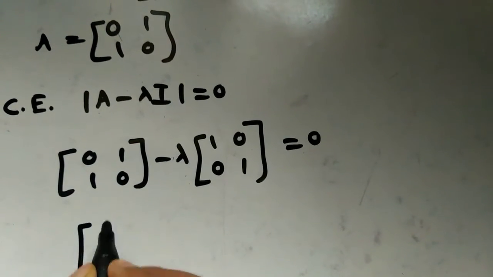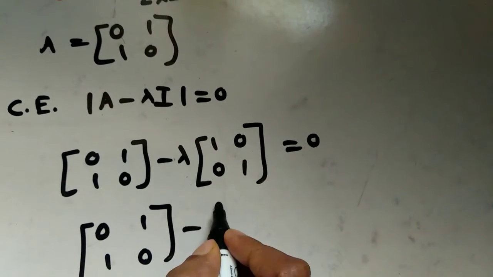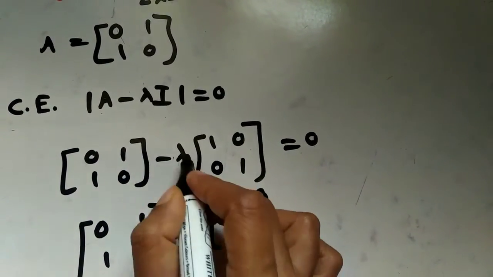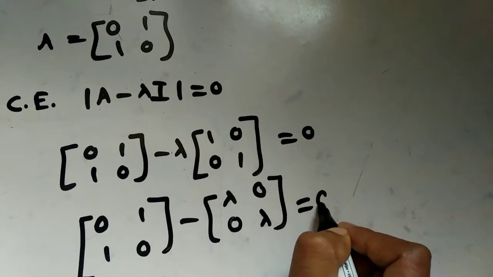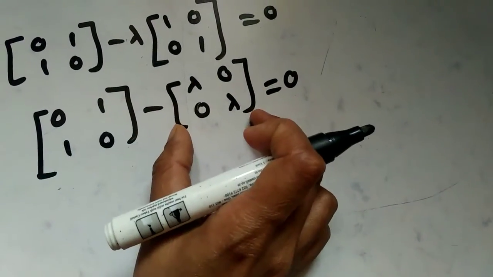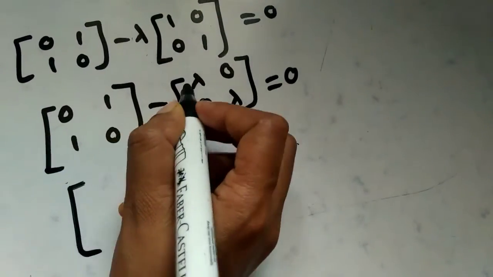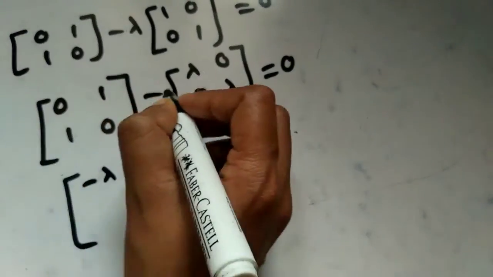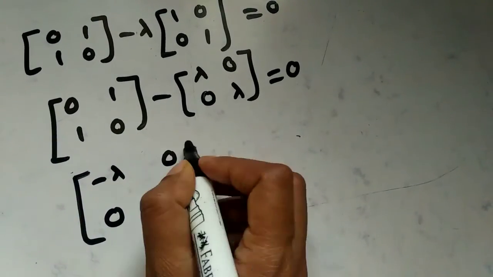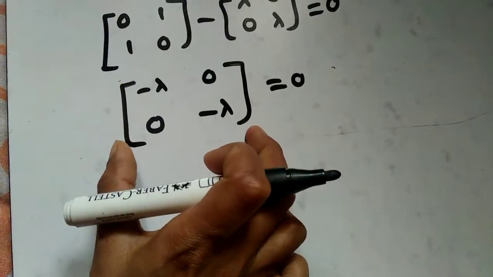If you simplify, what you will get? 0 1 1 0, minus, lambda into 1 is lambda, lambda into 0 is 0, lambda into 0 is 0, lambda into 1 is lambda, which is equal to 0. Okay, so next what you have to do? Just subtract this lambda I matrix from your A. 0 minus lambda is minus lambda. 1 minus 0 is 1. 1 minus 0 is 1. 0 minus lambda is minus lambda, which is equal to 0. So this is your A minus lambda I now.